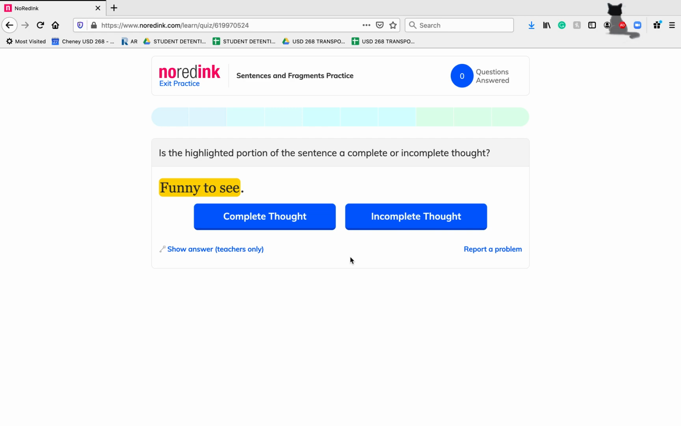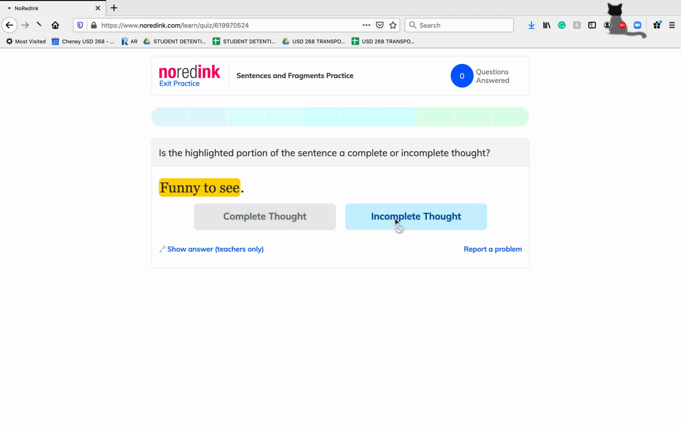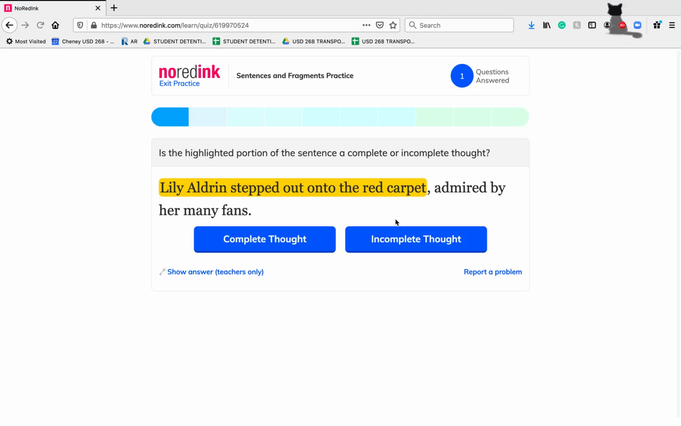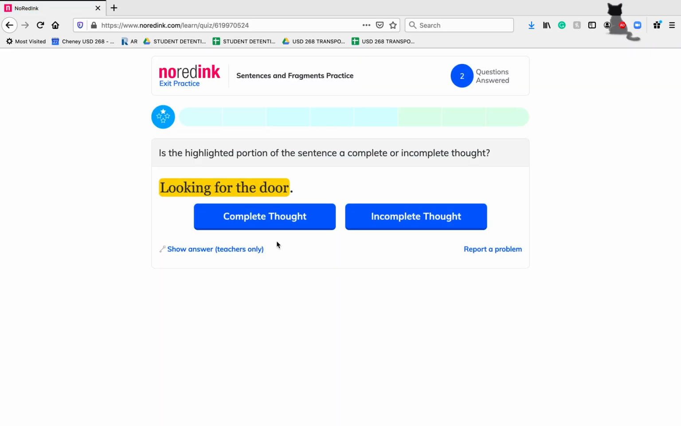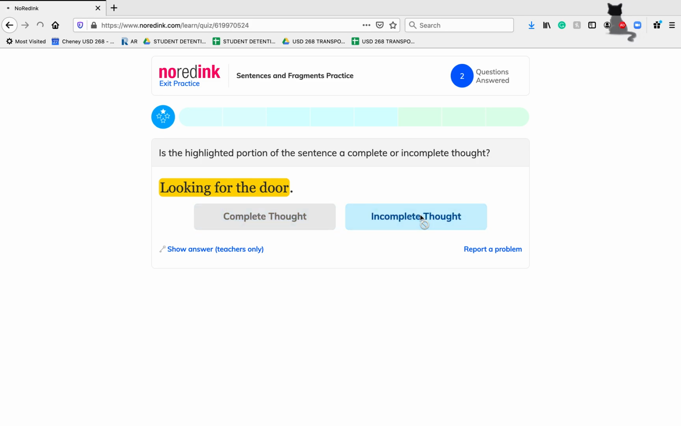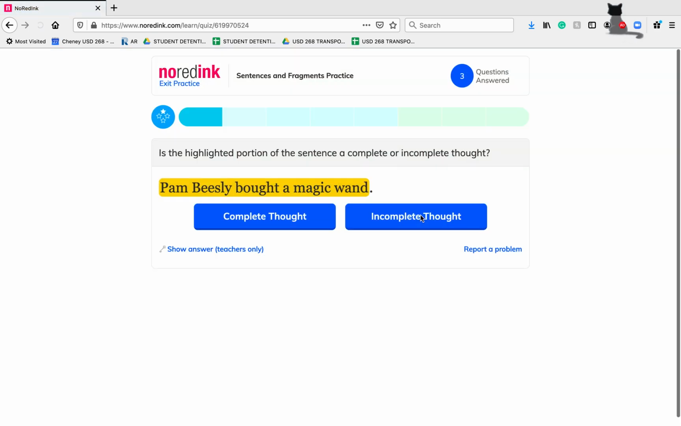So here we have "funny to see." We don't know what's funny to see, we don't know who thinks this, so this one is an incomplete thought. "Lily Aldrin stepped out onto the red carpet." This is a complete thought. We have our subject and our verb and where they were stepping out to. "Looking for the door" is incomplete because we don't know who is looking for the door. We're missing that subject of a sentence.